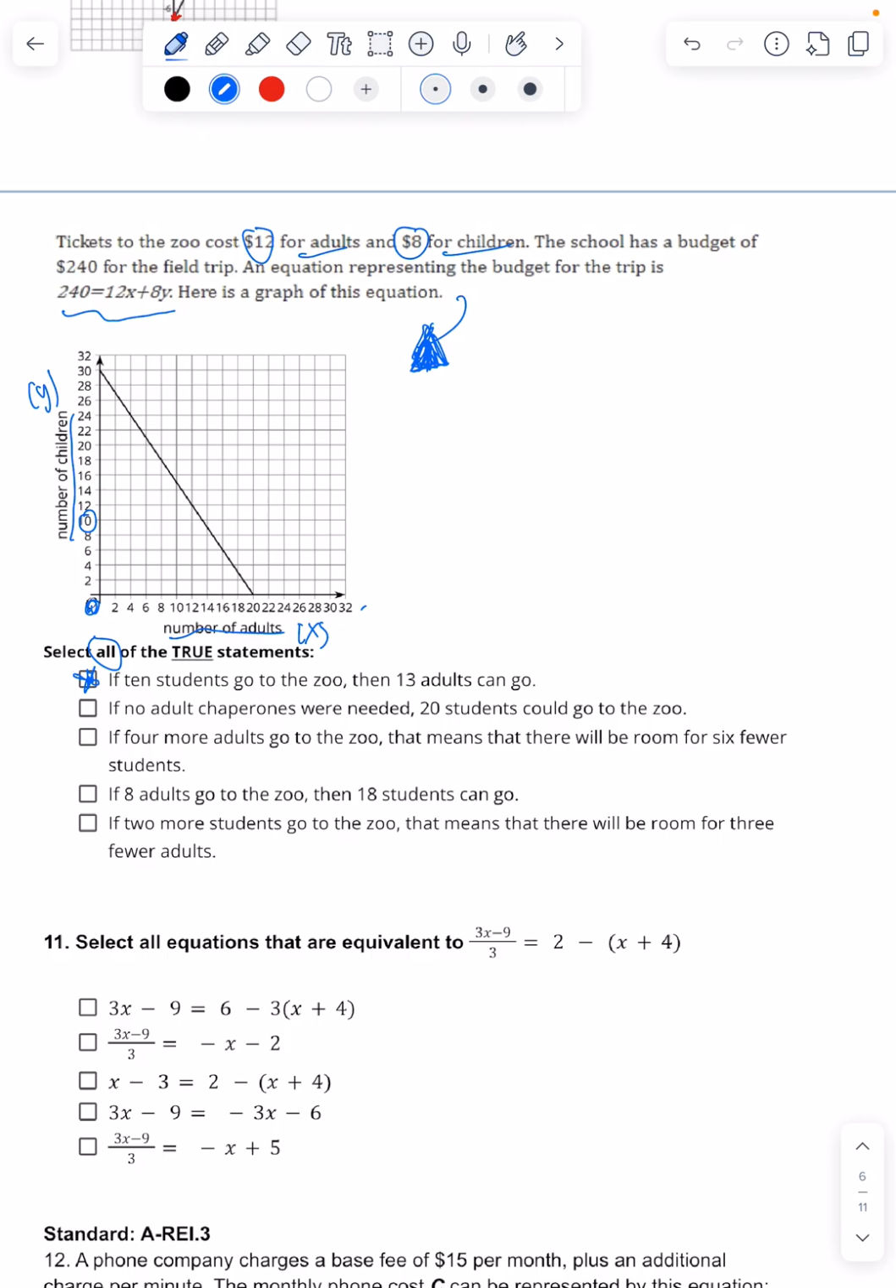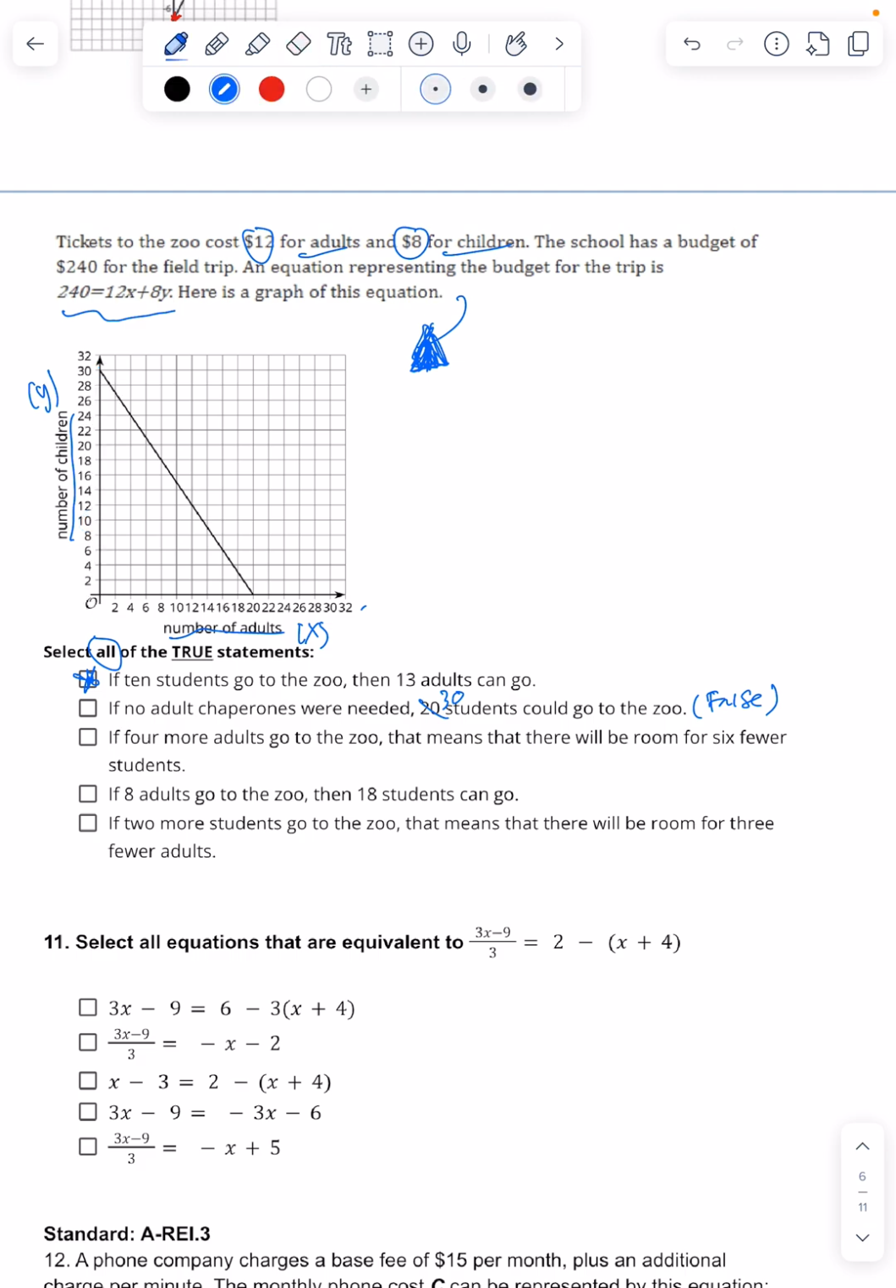students could go. Well, if 0 adults go, right, that would be 0 for the X. The maximum amount would be here. That means that 30 students could go. So this one will be false, right? It's not 20. This will actually be 30 students. The third one says, let me erase this again just so that I don't confuse that.